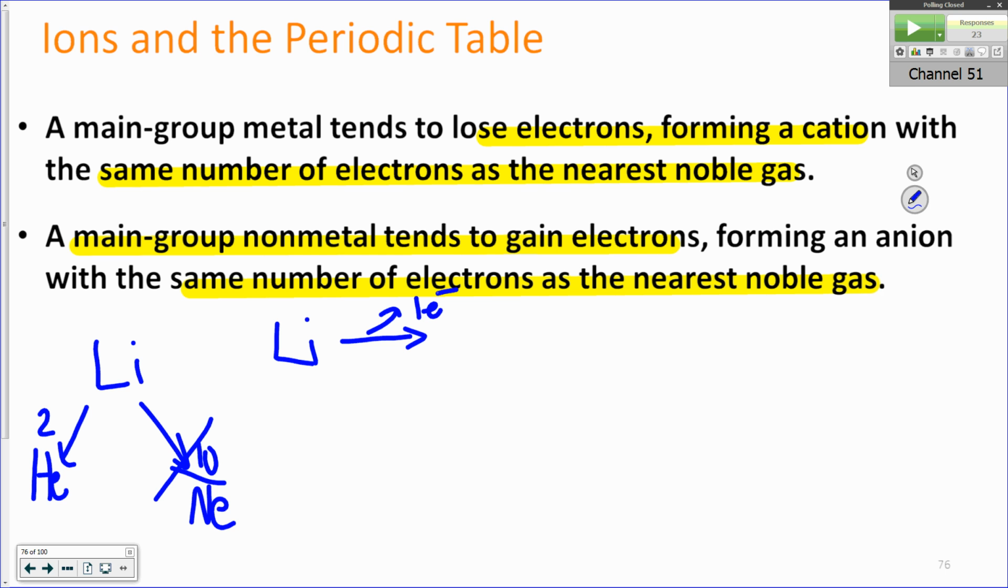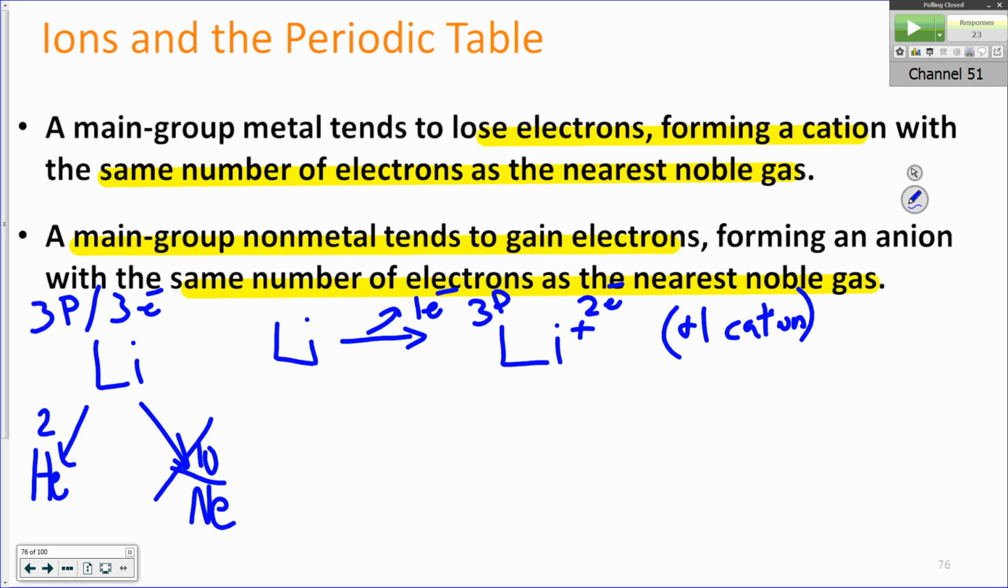And when it does, it has 1 more proton than electrons. It started off with 3 protons and 3 electrons. When it loses 1 electron, the lithium still has the same 3 protons, but now it has 2 electrons. So its charge is a +1 cation.